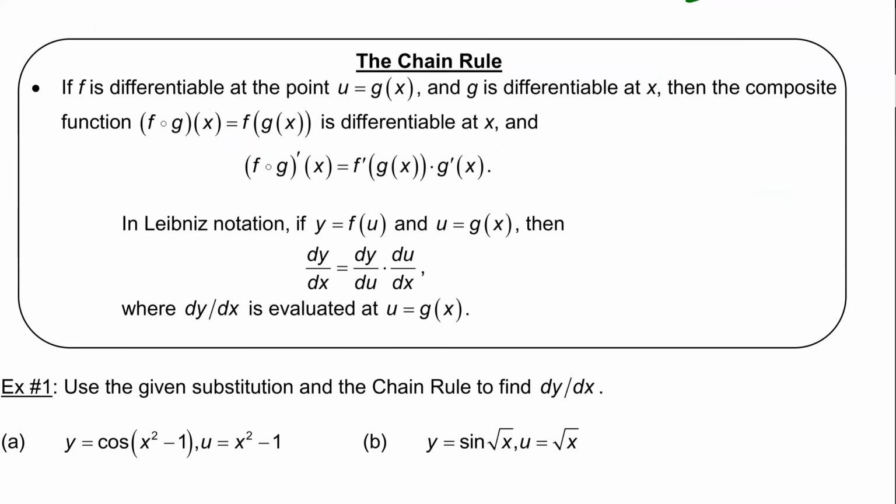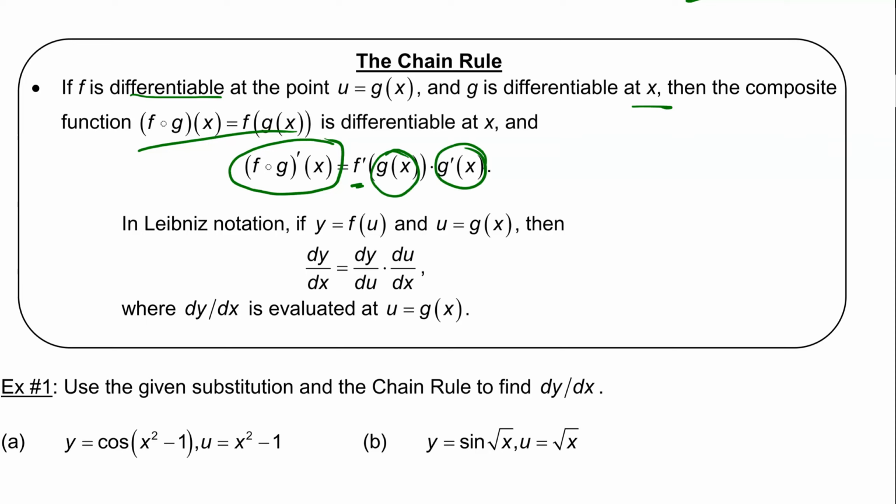Okay, so how do you actually do the chain rule? If f is differentiable at a point u, literally, if it's differentiable, you can take a derivative there. And g is differentiable at the point x, and the composite function, f of g, is differentiable at x. Okay, so what do you notice? The derivative of f of g is going to be the derivative of my outside function with the same function inside, times the derivative of the inside.